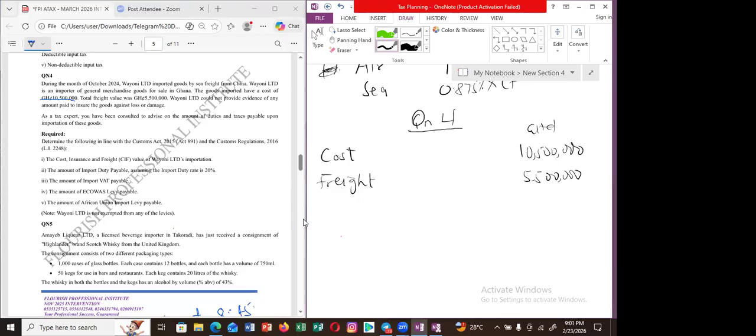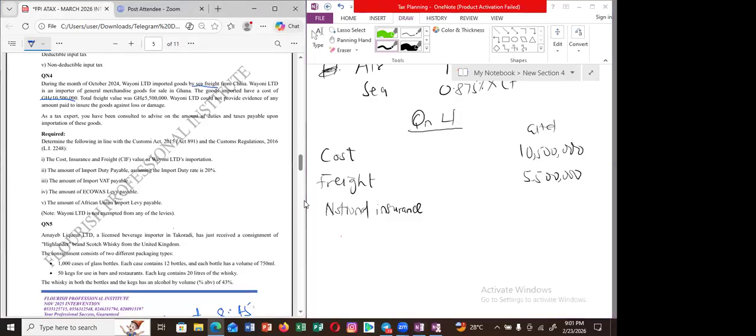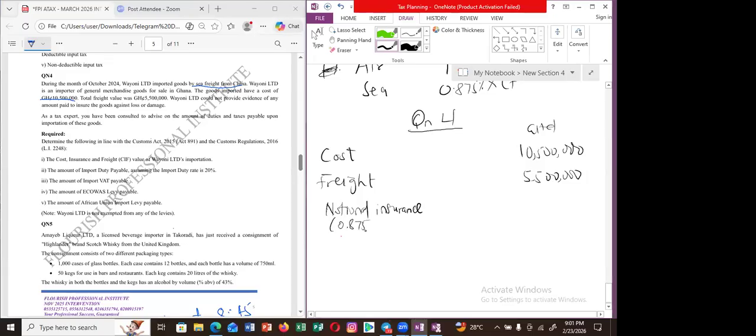0.875 times the CF. You notice the insurance was not given in the question. So like he said, there is what we call the notional insurance. And why 0.875? Because the goods came by sea. They said sea freight from China. So because of that, the notional insurance is 0.875% of the C plus F, which means this plus this. What are you getting? I think that's 16 million, right? Yes, 16 million.